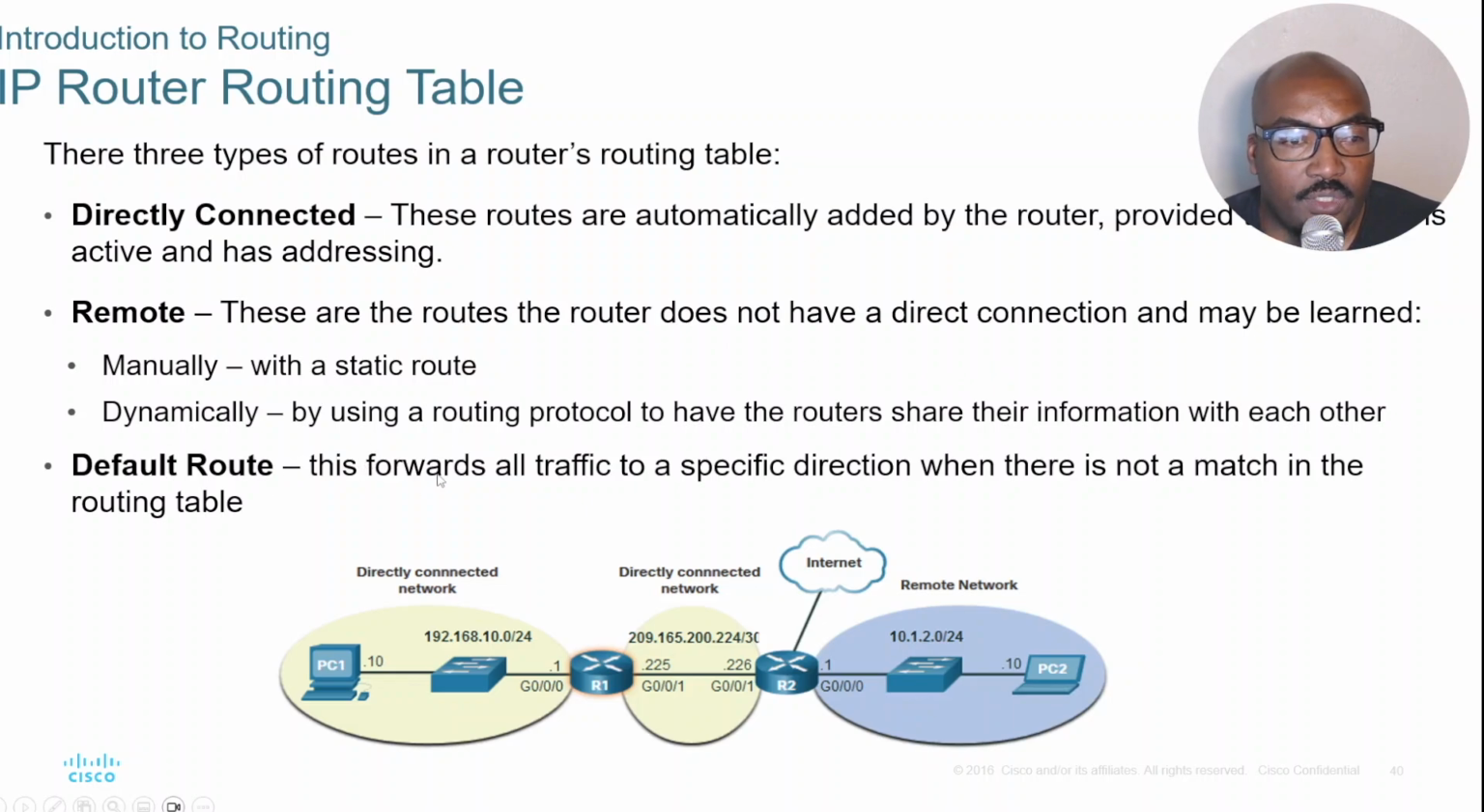Now the default route forwards all traffic to a specific direction when there is not a match in the routing table. So if there's nothing in the network, if it doesn't know where it needs to go, it automatically sends it out the default gateway. It's going to be the default route.